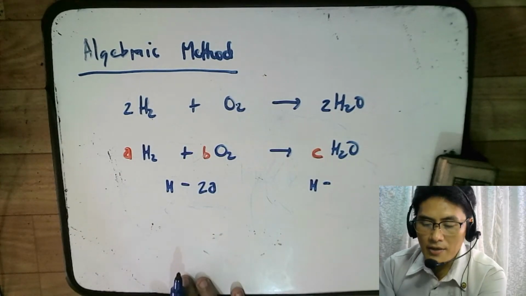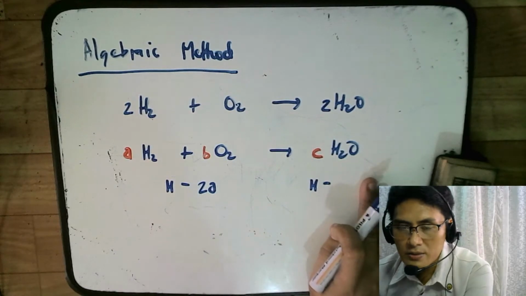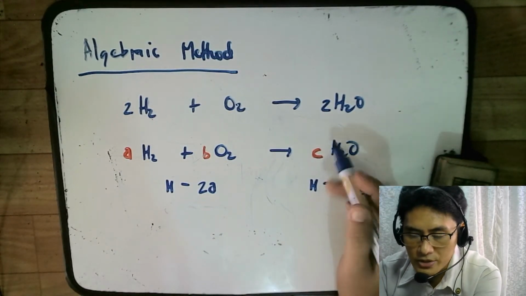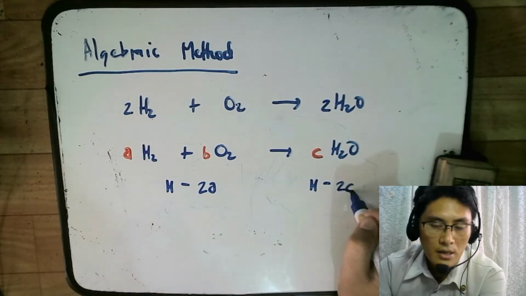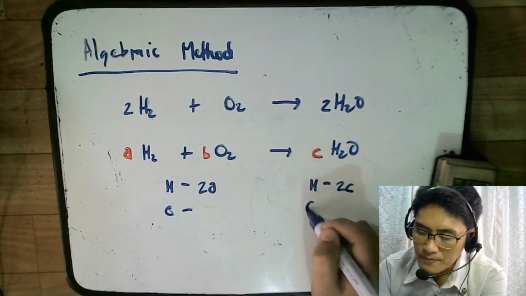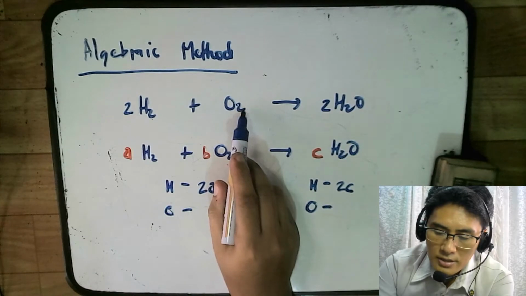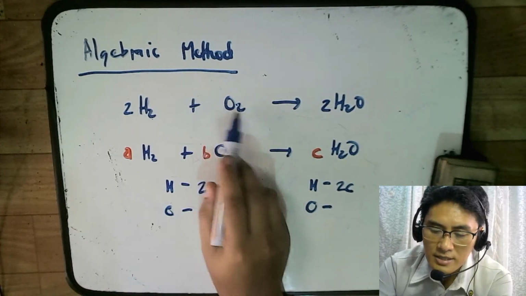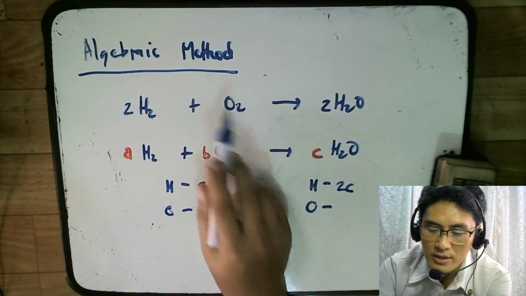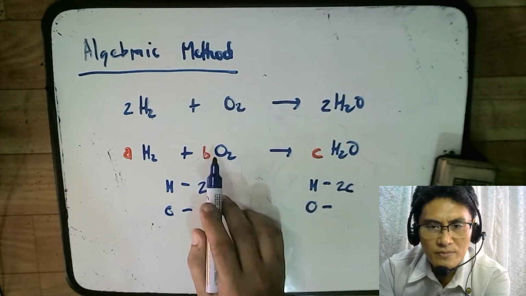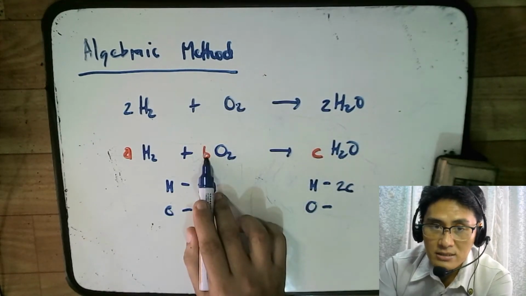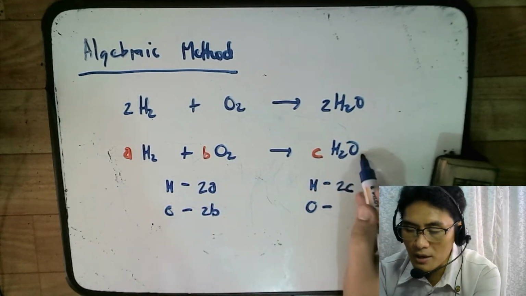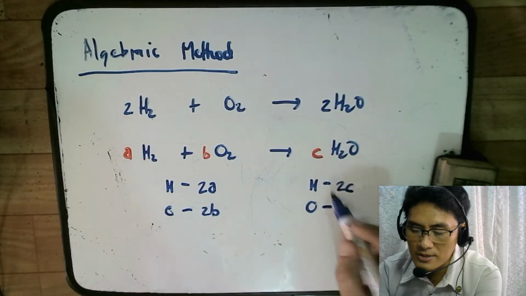Okay? And how about on the other side? Well, that's 2 times C. Again, subscript times coefficient. And then how about the number of oxygen? That's 2 times the coefficient here. In this case, you know it to be 1, so 2 times 1 is 2. But in case you don't know, you have 2 times B, so that's 2B. Then how about the oxygen on the other side? That's subscript 1 times coefficient, 1 times C, 1C.